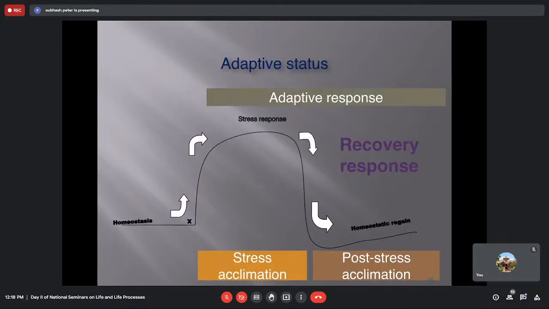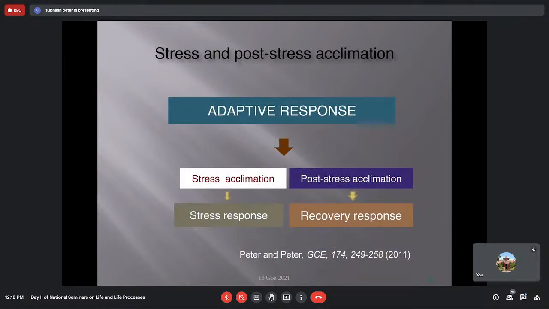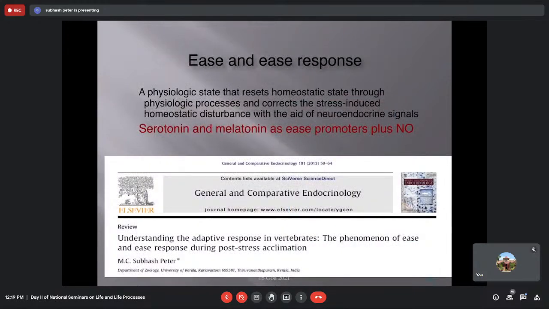So this is a cartoon where we have a recovery response after the stress response, and it happens through stress acclimation. The recovery response is now termed the ease response, and that is nothing but a recovery response that happens in post-stress acclimation. And we have seen that serotonin and melatonin, as neuromodulators or neurohormones, have an important role in the ease response. And we are taking another paracrine, endocrine molecule, nitric oxide, and how all of these are involved in the ease response in fish.